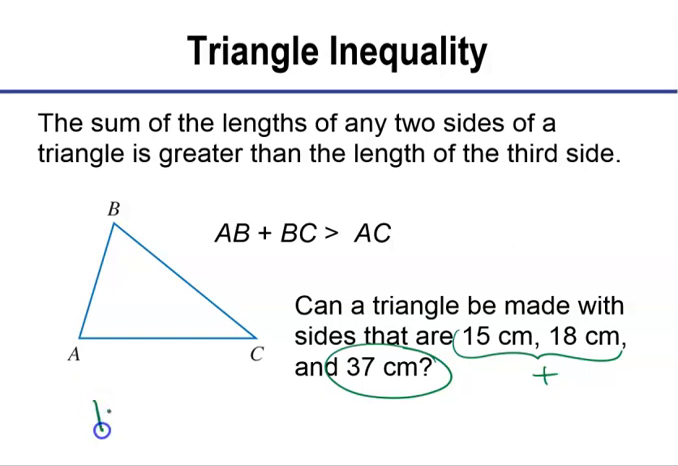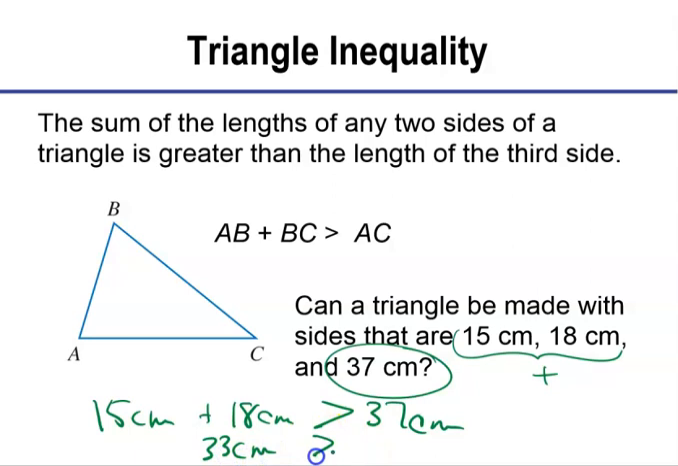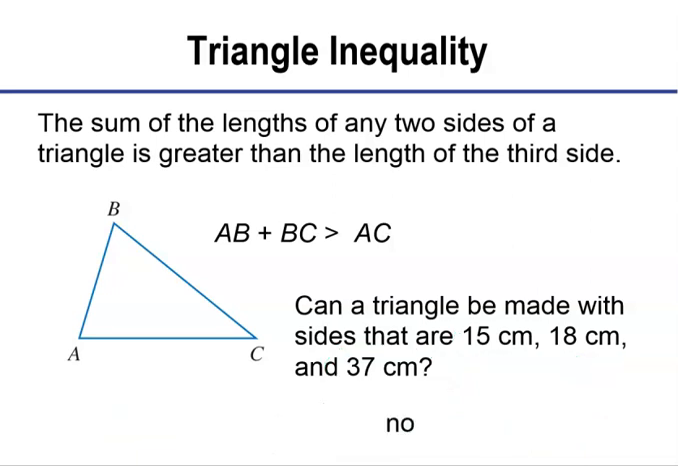So this is saying 15 centimeters plus 18 centimeters has got to be greater than 37 centimeters. That is the triangle inequality. But check it out, 15 plus 18, last time I checked, that was 33 centimeters, greater than 37 centimeters. Nope, you can't do this. There is no triangle that meets that condition. So there's my no. Not as dramatic as nope, but there we go.